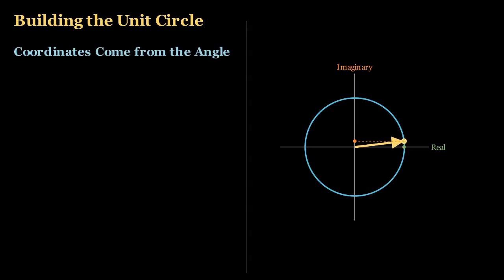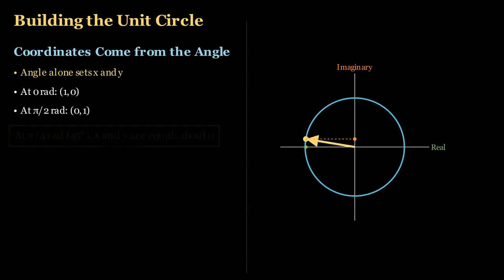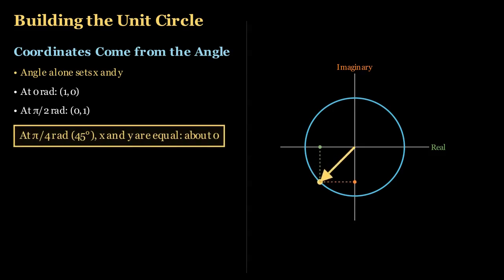Watch the coordinates change. At 0 radians, the point sits at 1, 0. At pi over 2 radians, a quarter turn, it's at 0, 1. The angle completely controls x and y.